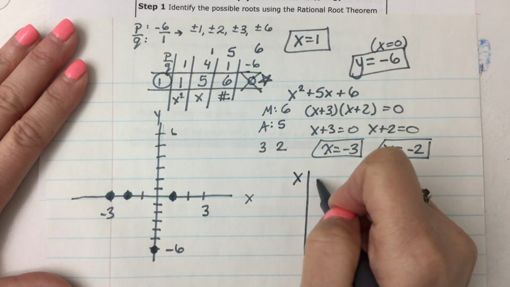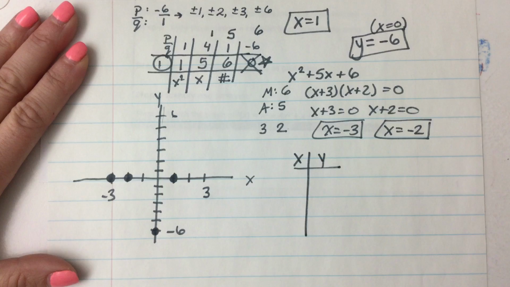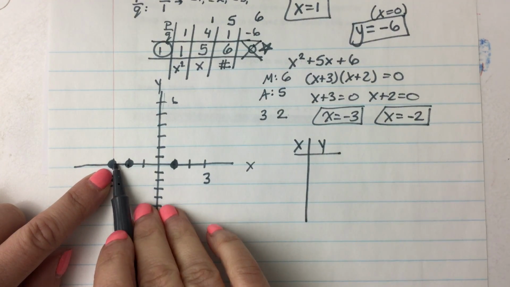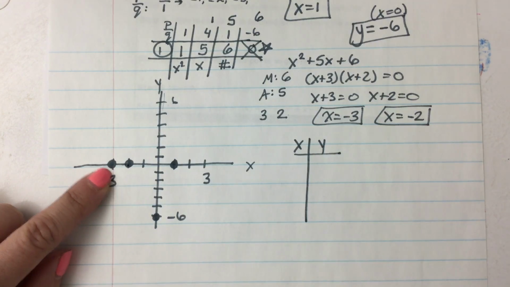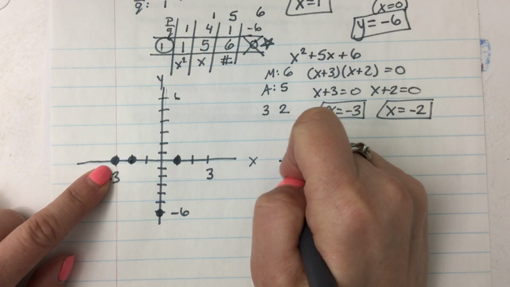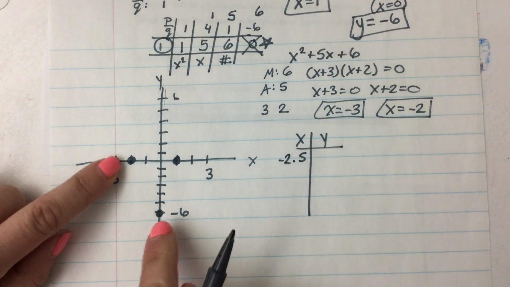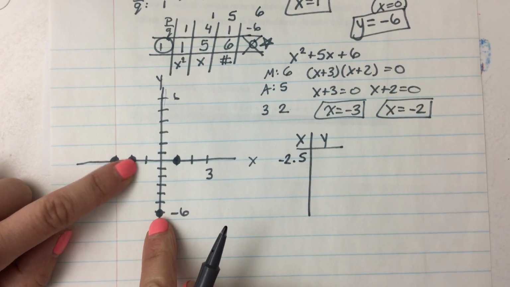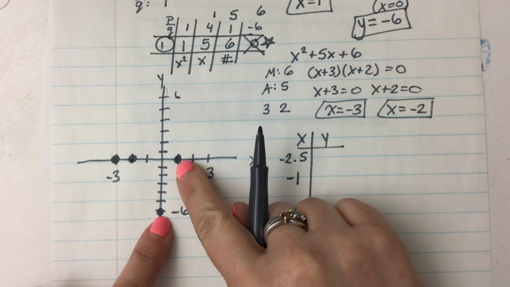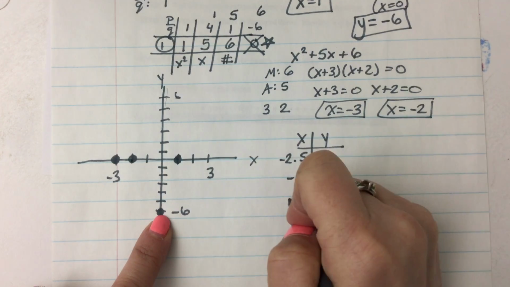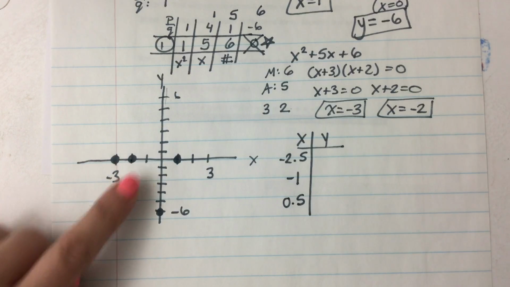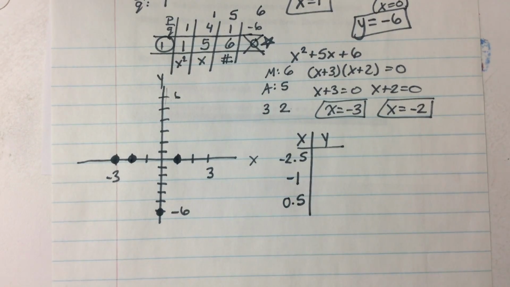Now they want us to make an XY table to see what's happening in between these two. So in order to connect these 2 points, do I go upwards, do I go downwards, and how far? A point that's in between -2 and -3 is -2.5. To see what's happening between these points, I need to see what happens at -1. To see what happens between these points, I have to check 0.5. So you're making an XY table, picking a point in between each of our zeros.